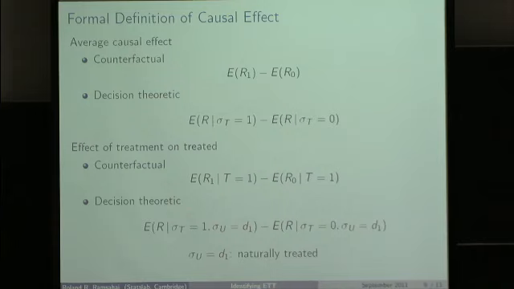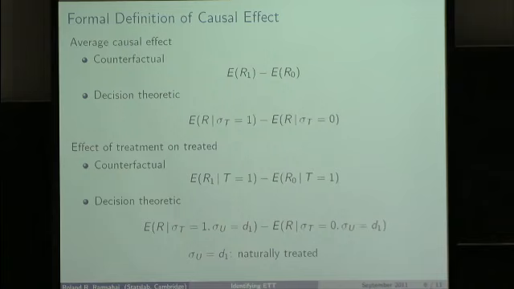And in the decision theoretic framework, you simply use your sigma notation to represent intervention to set t equal to 1 and intervention to set t equal to 0. So it's simply the difference in the expectation of these two conditional probabilities. For the effect of treatment on the treated in the counterfactual framework, you simply condition on t equal to 1, so it's comparable to the average causal effect, but you condition on t equal to 1. As I mentioned before, it's slightly vague because in various studies, you're not sure if you're talking about the correct parameter.